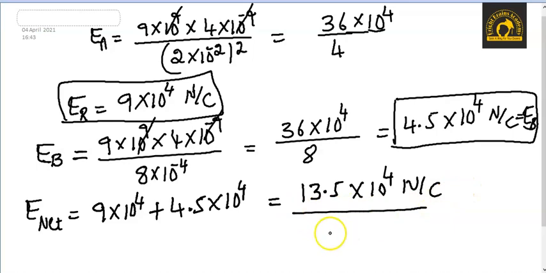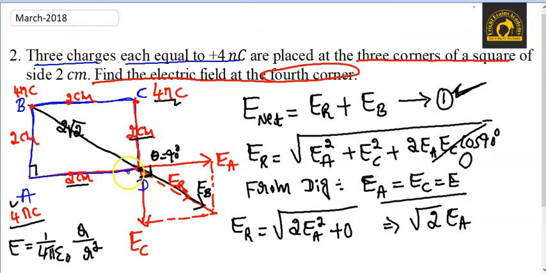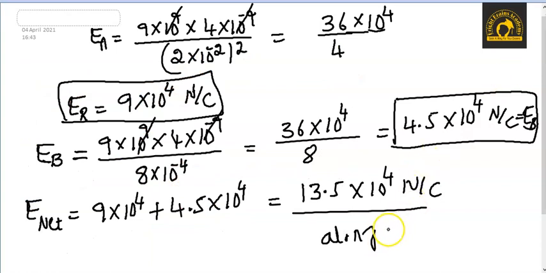The net electric field is along which direction? For example, if we take the corner as D and E, then it is along the DE direction, along D to E direction. So this is the answer.